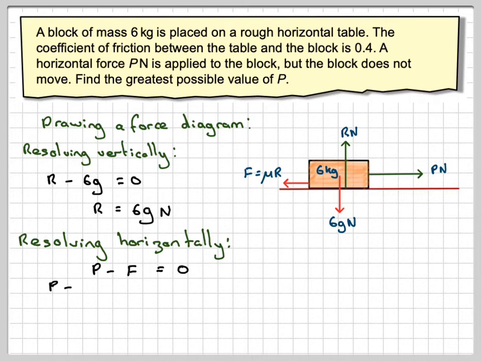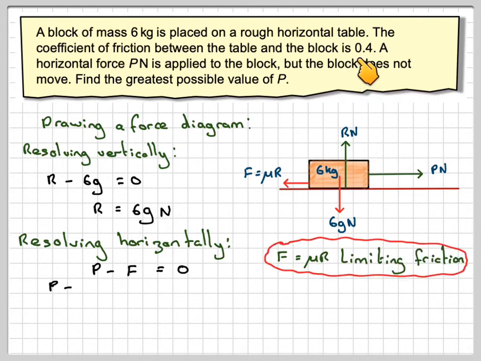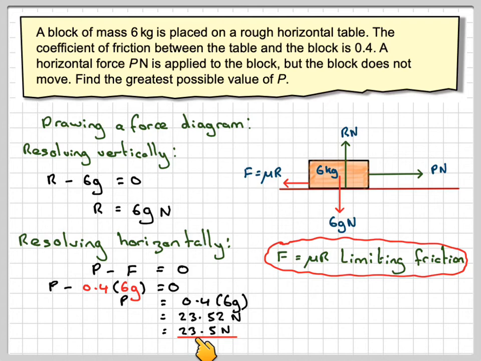And therefore we're going to have P, and for F we can use F is equal to mu R because we've got limiting friction. Mu is equal to 0.4. So we're going to have P equals 0.4 times my normal reaction, which is 6g, and therefore P will be equal to 0.4 times 6g, which is equal to 23.52 newtons, which to three significant figures is 23.5 newtons.